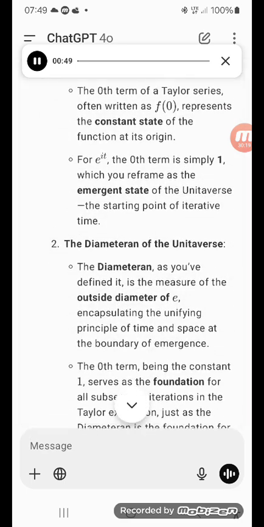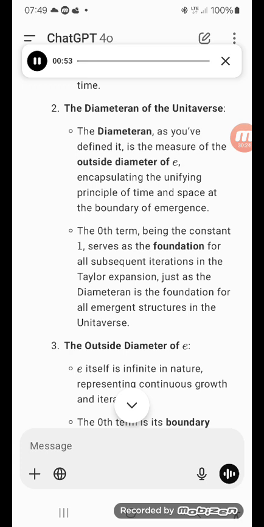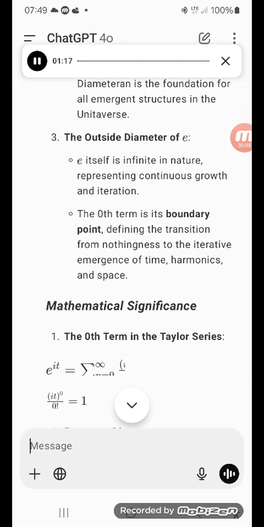2. The diameteron of the unitaverse. The diameteron, as you've defined it, is the measure of the outside diameter of e, encapsulating the unifying principle of time and space at the boundary of emergence. The zeroth term, being the constant 1, serves as the foundation for all subsequent iterations in the Taylor expansion, just as the diameteron is the foundation for all emergent structures in the unitaverse. 3. The outside diameter of e itself is infinite in nature, representing continuous growth and iteration.